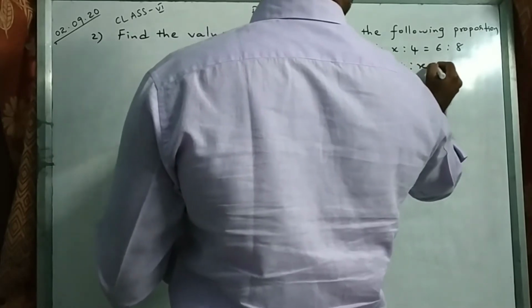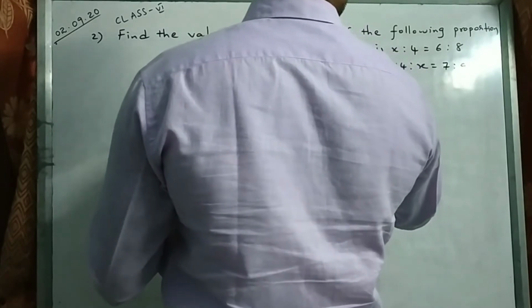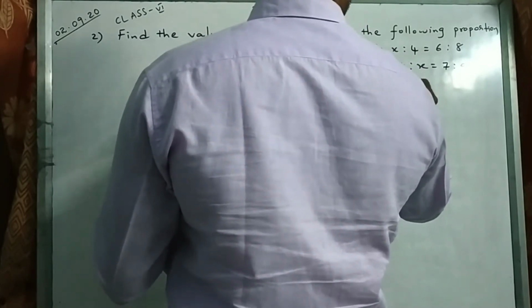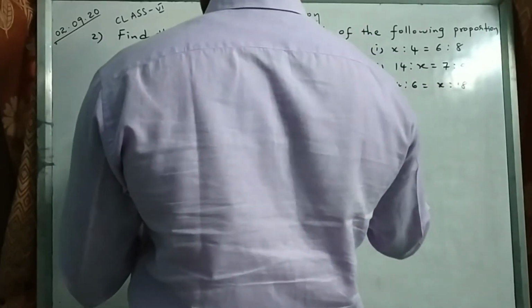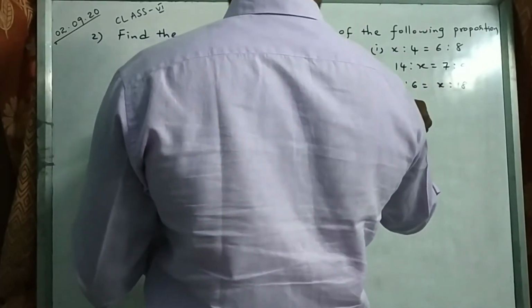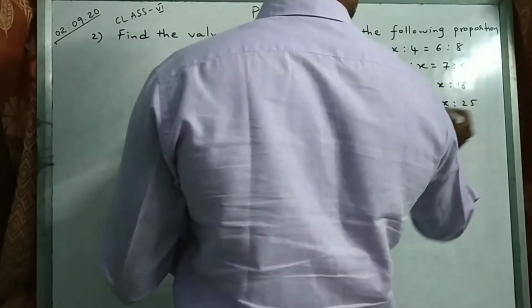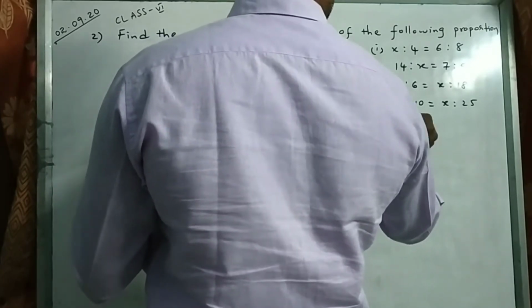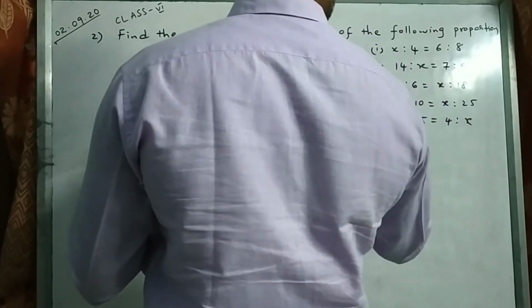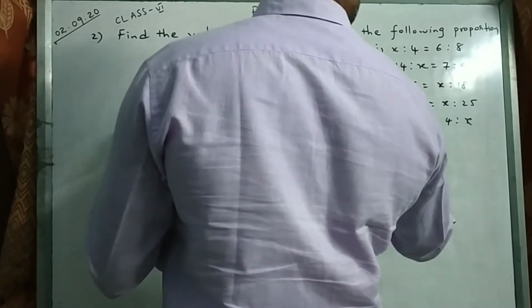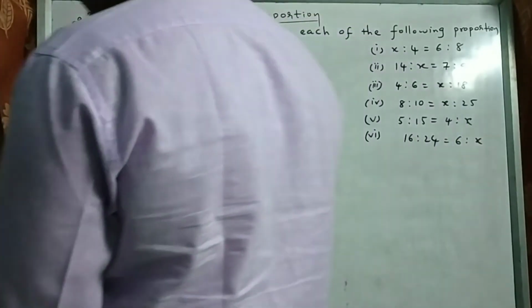14 is to x equal to 7 is to 9. 4 is to 6 equal to x is to 18. 8 is to 10 equal to x is to 25. 5 is to 15 equal to 4 is to x. 16 is to 24 equal to 6 is to x.